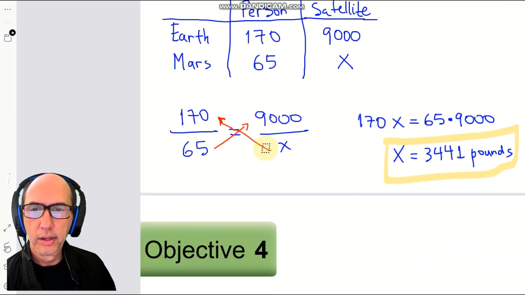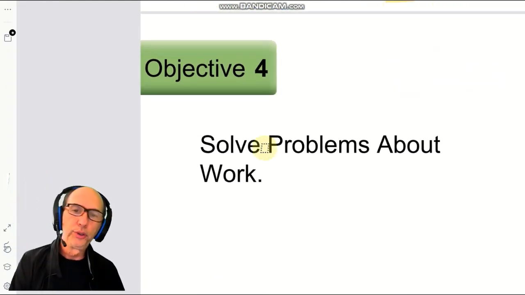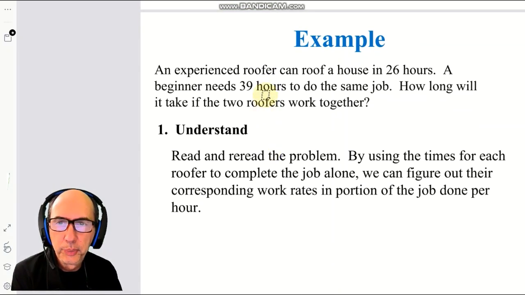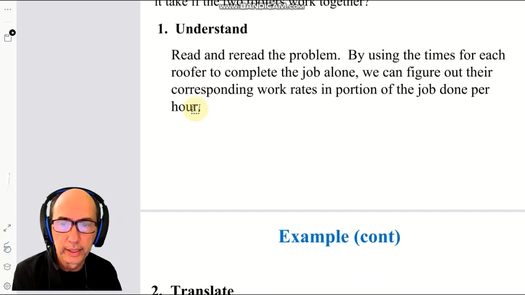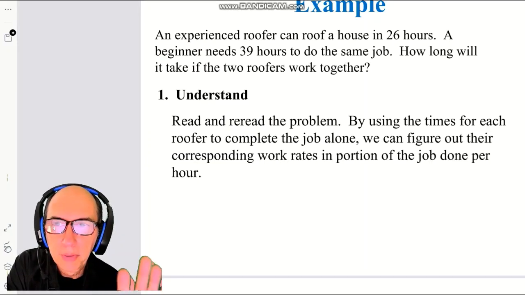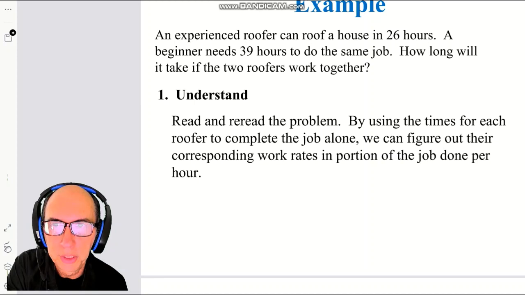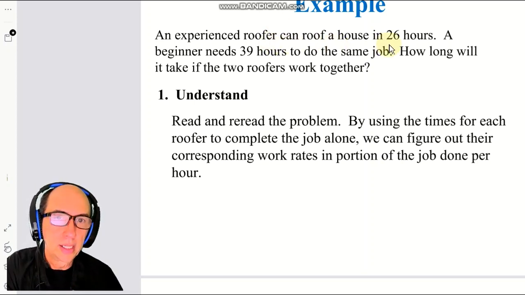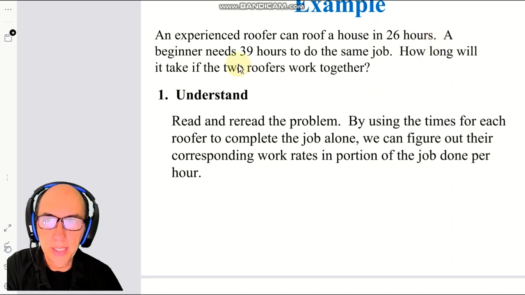Okay, now another situation. Solving problems about work. Look at this example. An experienced roofer can roof a house in 26 hours. A beginner needs 39 hours to do the same job. How long will it take if the two roofers work together? Take some time trying to understand how to start solving this problem. If you realize something, it will be very easy to solve. Look, the experienced roofer spends 26 hours, is quicker, right? And the beginner needs 39 hours, takes longer.